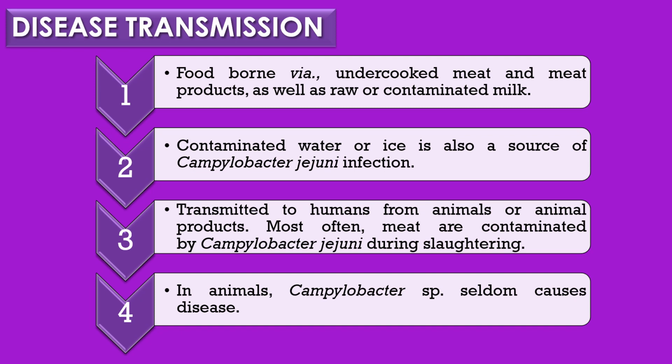Campylobacteriosis is a zoonosis, a disease transmitted to humans from animals or animal products. Most often, meats are contaminated by Campylobacter jejuni during slaughtering. Finally, in animals, Campylobacter species seldom cause disease.